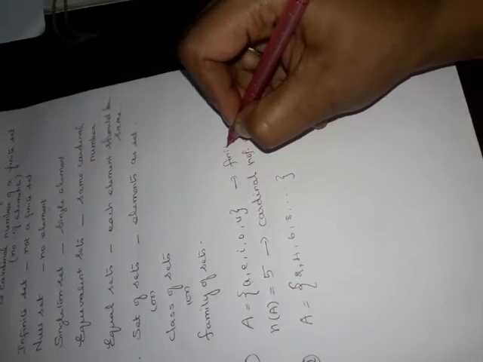Yes, for an infinite set, we can have elements like this: the set of all even natural numbers, 2, 4, 6, 8, it goes on. This is a finite set and this is an infinite set.